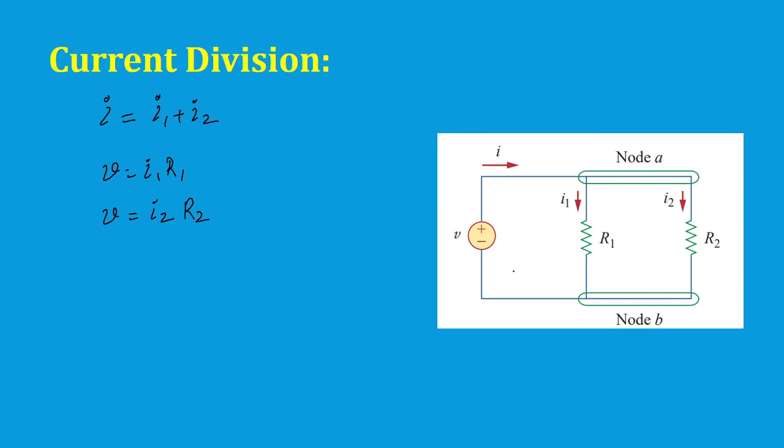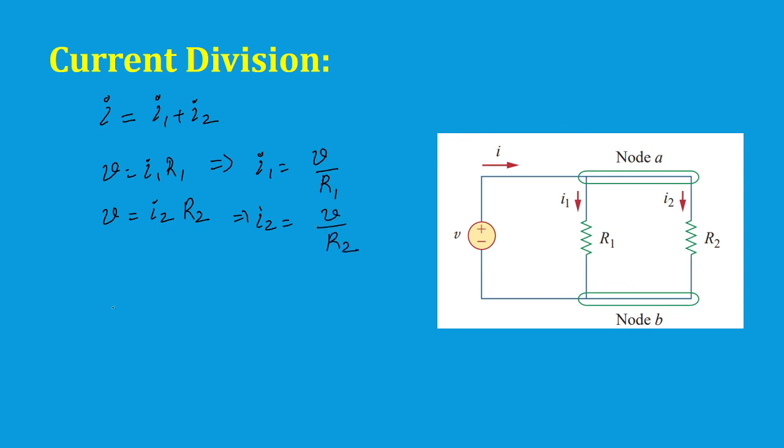Whenever you want to calculate currents I1 and I2, you can say I1 is going to be V by R1, and I2 is going to be V by R2.